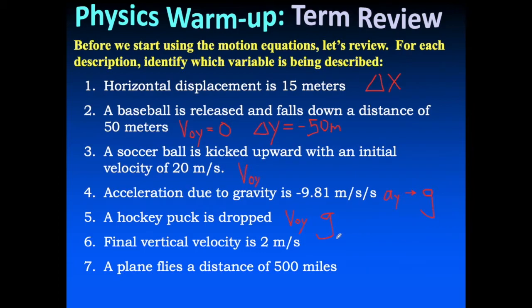Number 6, final vertical velocity is 2 meters per second. So final vertical velocity, so velocity, remember you're going to use v, and then vertical, you think, okay, well that's going to be v sub y. So in this case, final vertical velocity would just be v y equals 2 meters per second. And then last but not least, a plane flies a distance of 500 miles. When we say something like this, we're going to assume that for the most part when planes fly, they're flying horizontally. So this would be the case where they're giving you delta x, or your horizontal displacement. If you put delta y there, that means you probably have a rocket ship, because that would be going up.